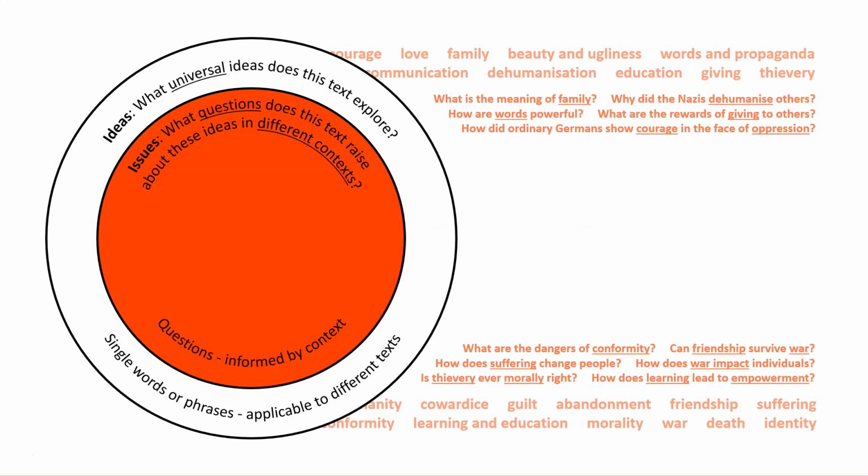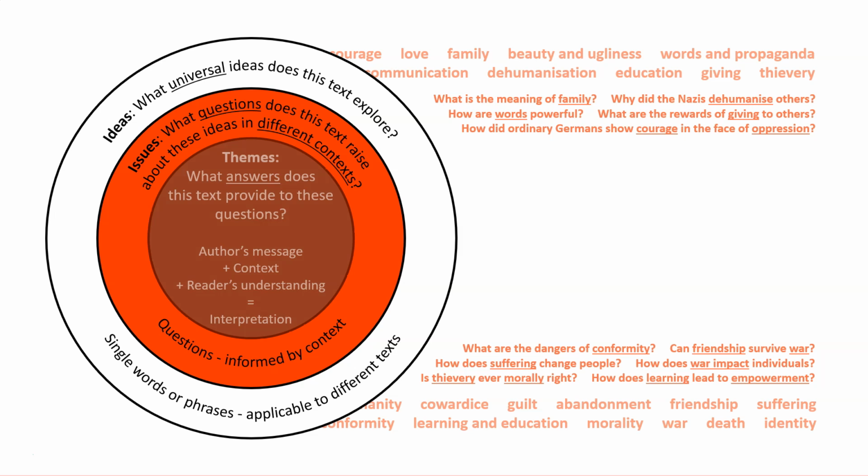Last time we looked at issues, the questions that we ask to help us to explore the ideas of a text. Again, today we're zooming in just a little bit more, and we're going to be looking at themes. These are what we think the author's answers to these questions are. In trying to work all this out, we're going to be developing an interpretation of the text.